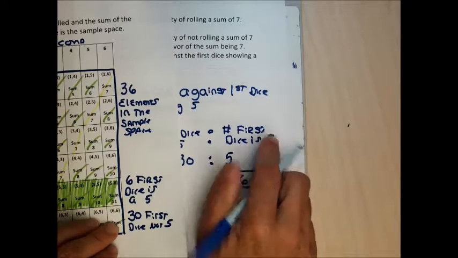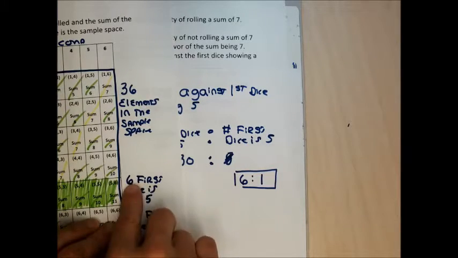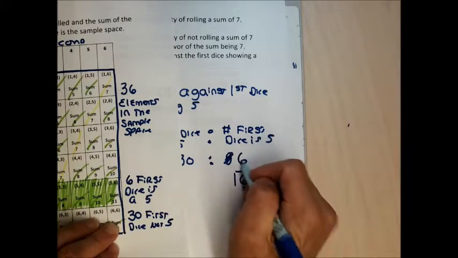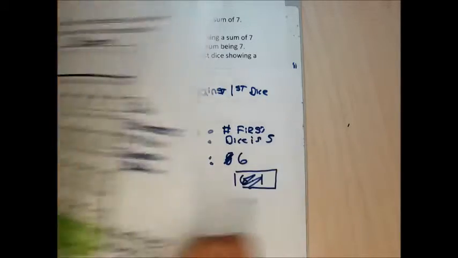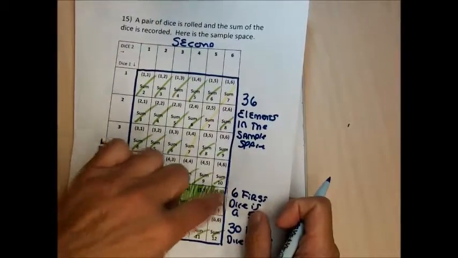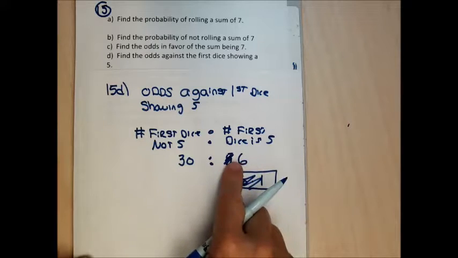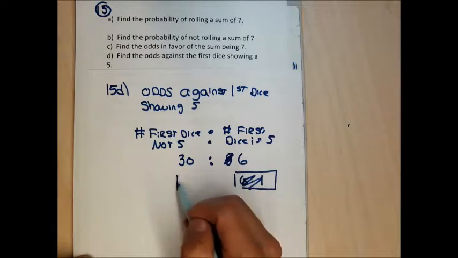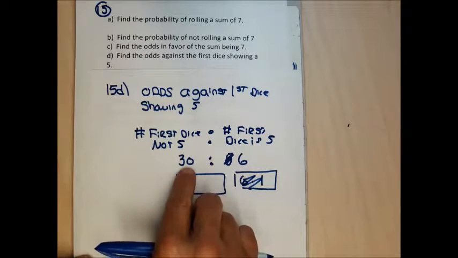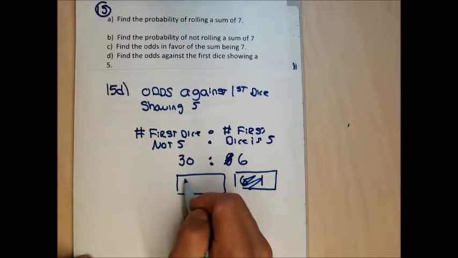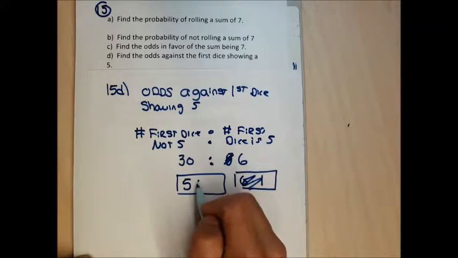For the number where the first dice is a 5, I had these two numbers here. This should be a 6. There's 6: 1, 2, 3, 4, 5, 6 where the first dice isn't a 5. This should be 30 to 6. And then when I divide by 6, 30 divided by 6 is 5. 6 divided by 6 is 1.